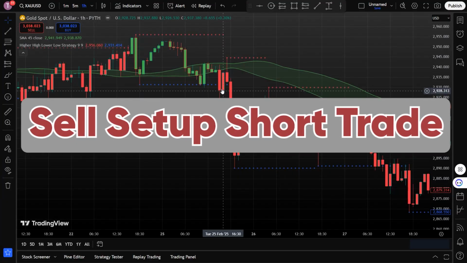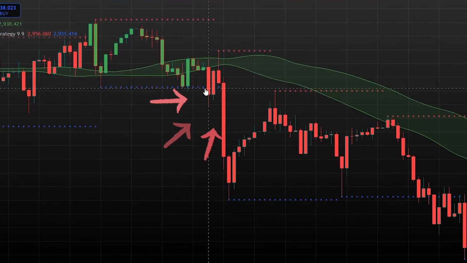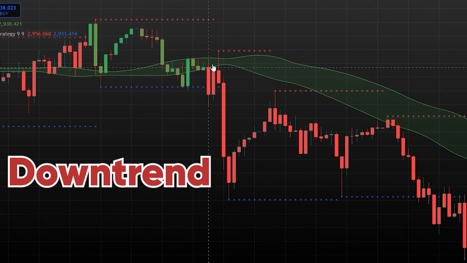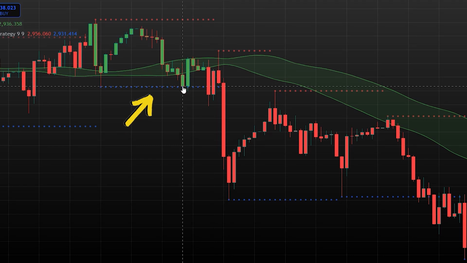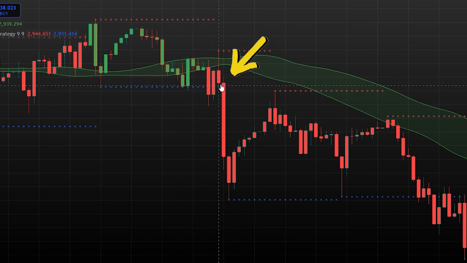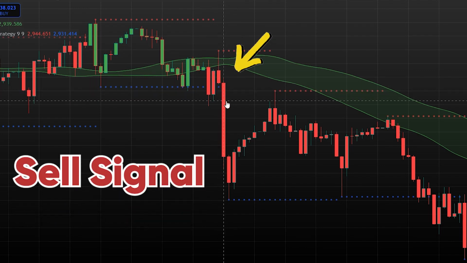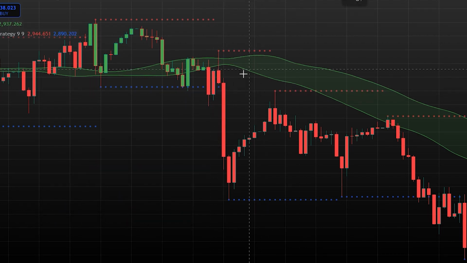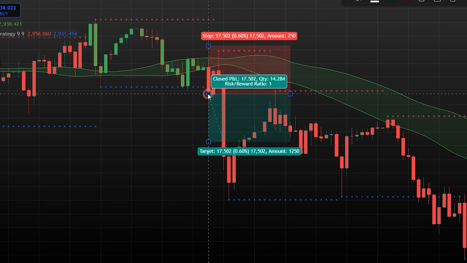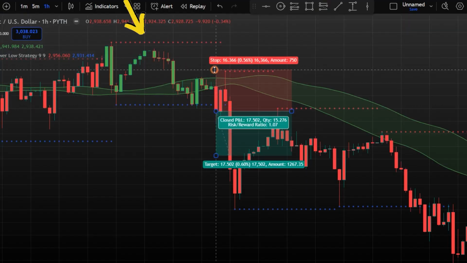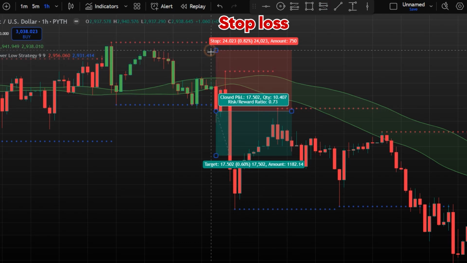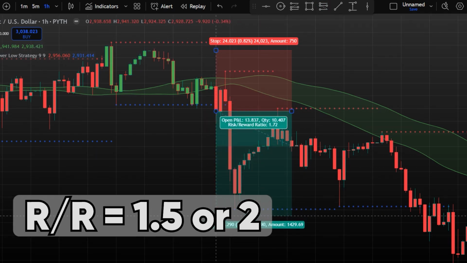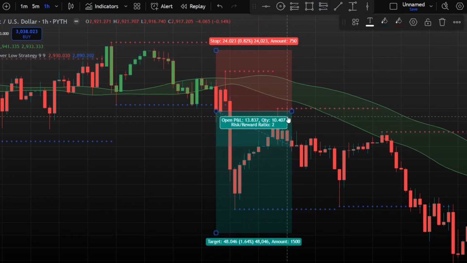Sell setup, short trade. Price is below the Bollinger Bands. Downtrend confirmed. The higher high, lower low indicator marks a green support level. If a candle closes below that support, that's our sell signal. Stop loss goes slightly above the most recent swing high. Take profit at 1.5 times or 2 times risk.